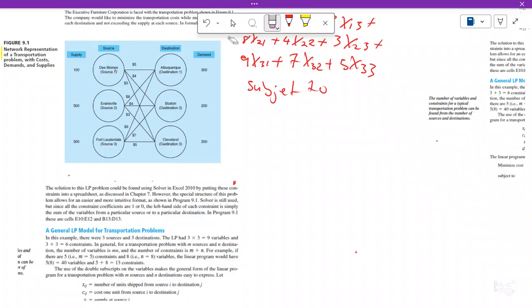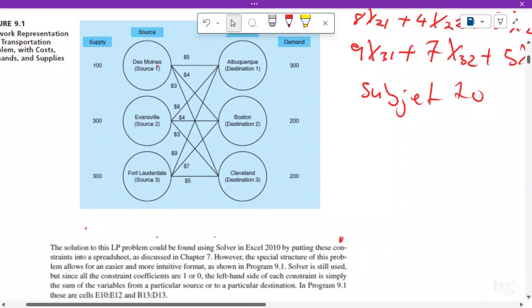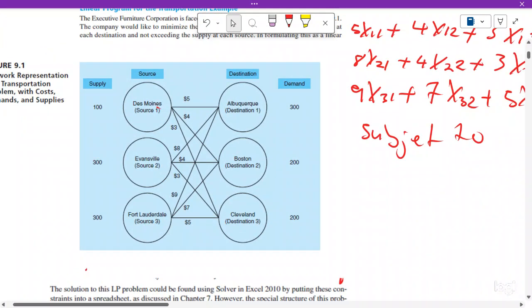We want to supply 100 units to 3 different destinations. You get my point? And we can't oversupply. We can undersupply, but we can't oversupply.